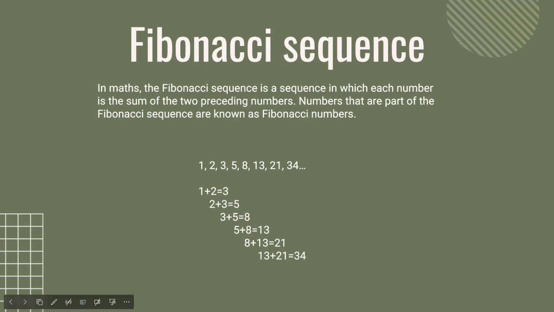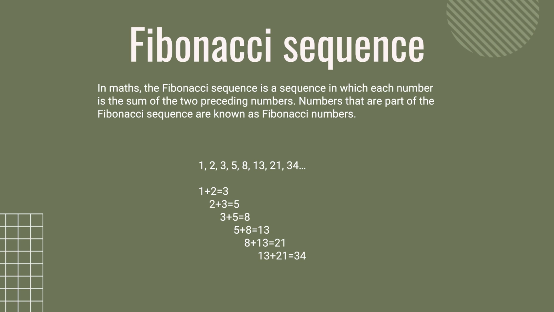In maths, the Fibonacci sequence is a sequence in which each number is the sum of the 2 preceding numbers. Numbers that are part of the Fibonacci sequence are also known as Fibonacci numbers. For GCSE at around grade 4, you're supposed to know the basics of the Fibonacci sequence, but not the full diagrams that you would later on, maybe grade 8 or 9.